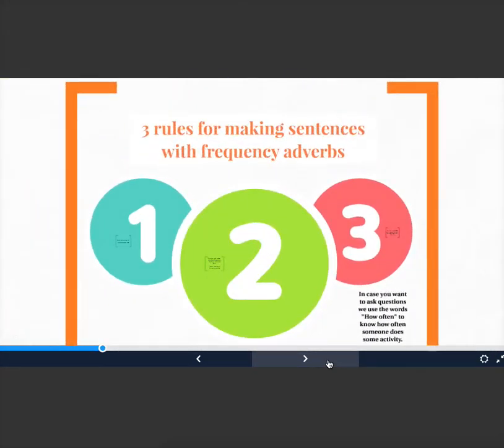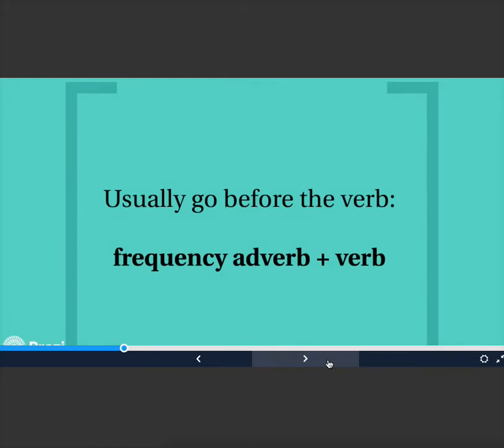There are, babies, three important rules for making sentences with frequency adverbs. Okay? So we are going to check it one by one. 3 rules for making sentences with frequency adverbs. Take notes, please. Rule number 1. We are going to read it together. Pachito, can you please help me reading this one?